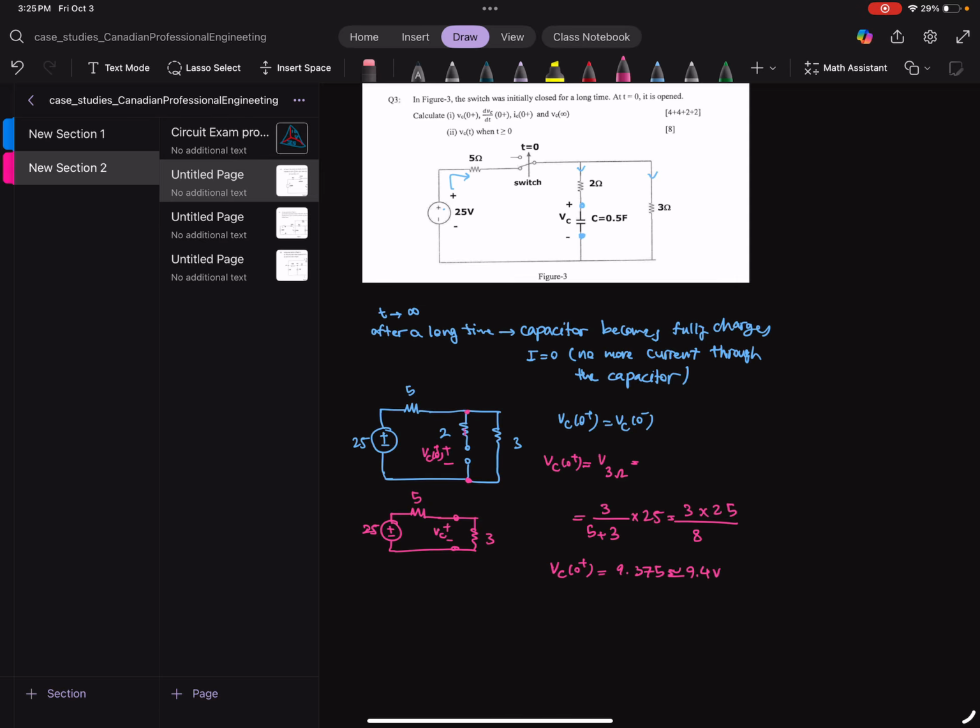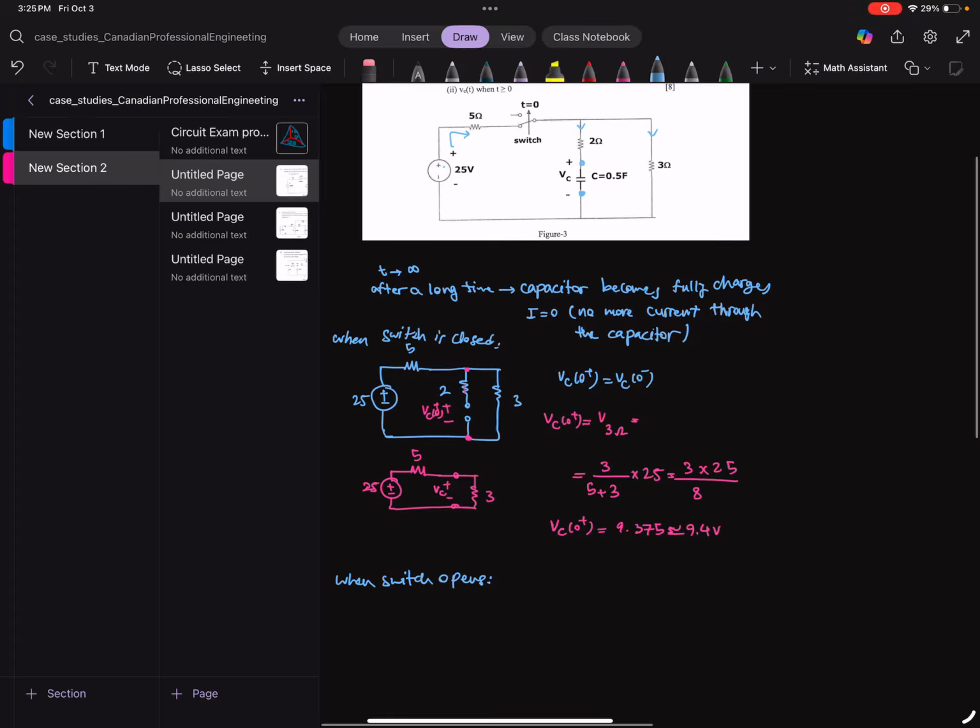Now that the signal opens, we have to go back to the equivalent circuit when the switch opens. This is when the switch is closed after a long time, right? When the switch opens, what happens? We don't have the 25 volt anymore, because the switch got opened, so it becomes irrelevant. We have the 2 ohm, we have the capacitor, then we have the 3 ohm.